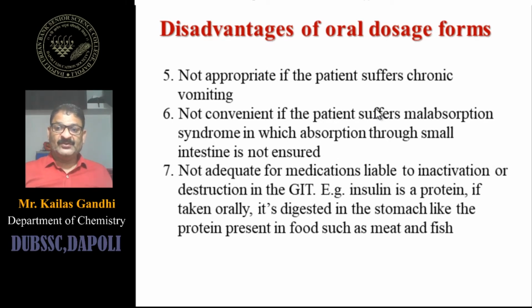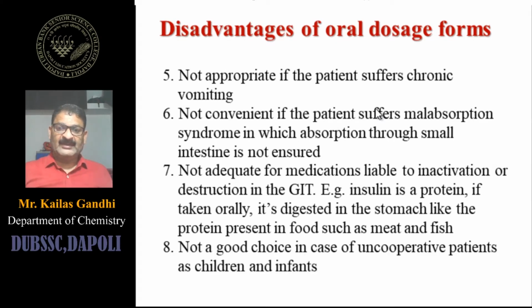Example, insulin is a protein. Insulin is a protein. If taken orally, it is digested in the stomach like the protein present in food such as meat and fish. मगाशी तुम्हाला सांगितलं की it gets digested like a protein and the effect of the insulin will not be given by the insulin if it is taken by oral route. Okay. And the last disadvantage is nothing but not a good choice in case of uncooperative patients such as children and infants.